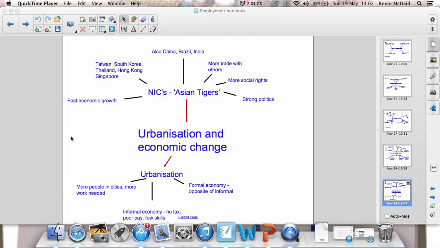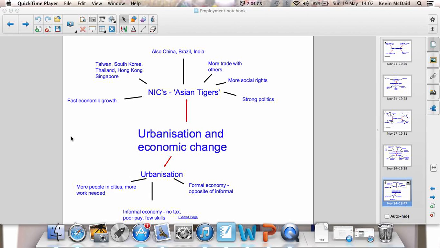And urbanisation is directly linked to the development of jobs, because as you change from primary industry moving to secondary, people want to move to the cities. That's where the factories are, that's where the work is. So people move from rural areas to urban areas. Urbanisation. But it does have a number of downsides.